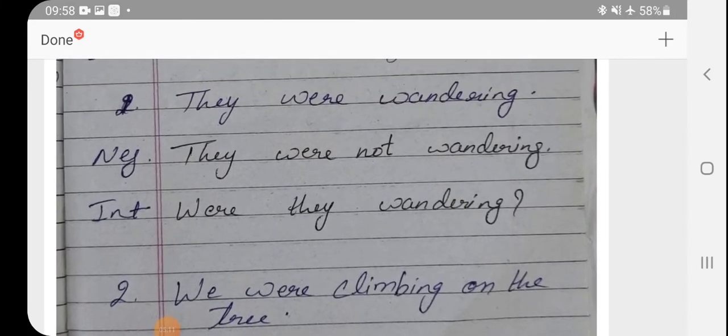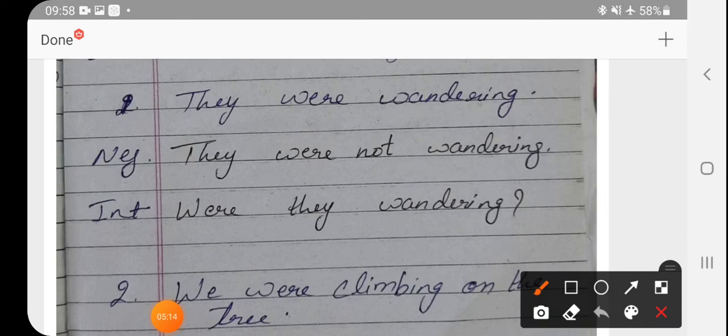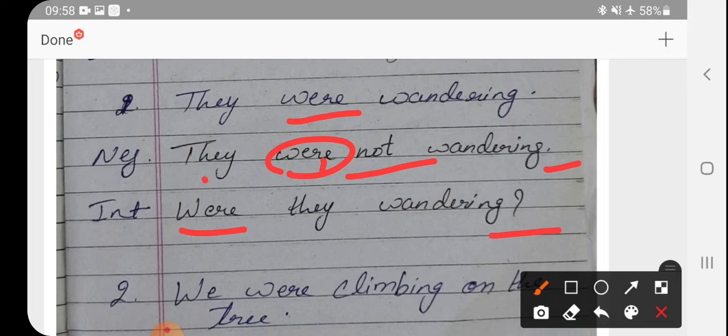Now this is a plural subject. They is a plural subject, so we have used were. They were wandering. And when you convert into negative, were is the helping verb, and not is added after that. Everywhere, when you add not after the helping verb, was or were not, it becomes a negative sentence. And the same was or were you place at the beginning. You start the sentence with the helping verb, and it becomes an interrogative sentence. Remember it. In both sentences you have to remember the helping verbs, right? Add not after the helping verb to make it negative and start the sentence with the helping verb to make it interrogative.